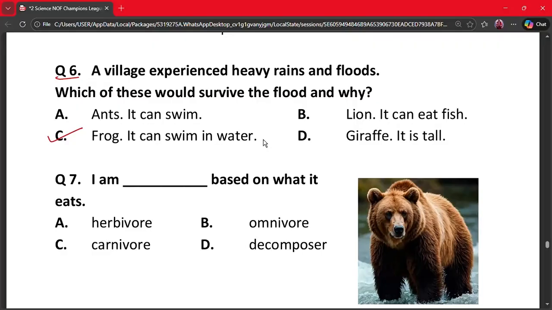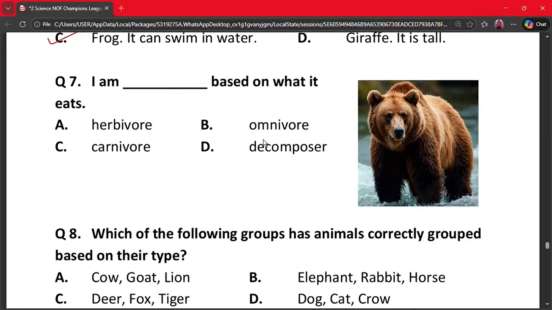Frog. Frogs are amphibians that can live both on land and in water. Because they can swim, they can survive floods better than other animals. So the correct answer is option C. Frog.